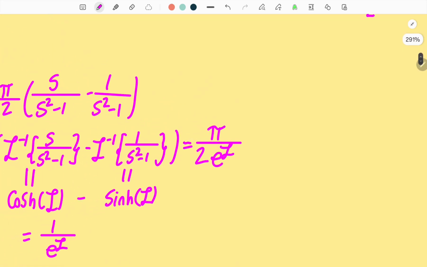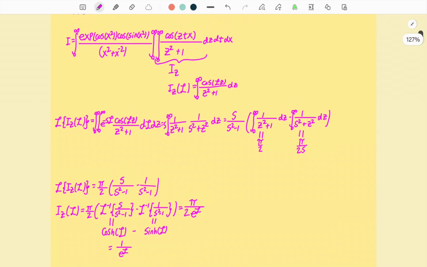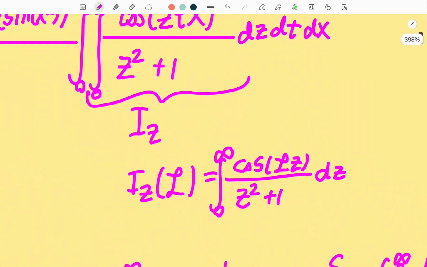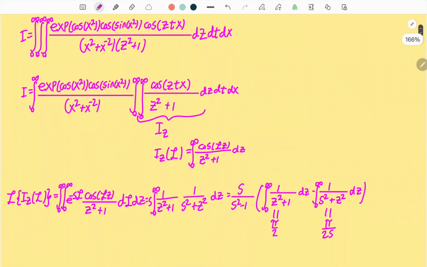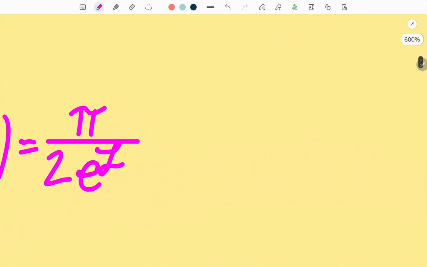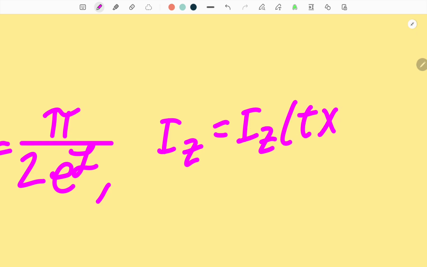So, we have now solved I sub z of L, but that's not the exact same integral as what we started with, I sub z. Well, if we observe I sub z and I sub z of L, if we replace L with t times x, we have this integral. We have I sub z. So that's what I'll do. So I sub z is equal to I sub z of t times x.